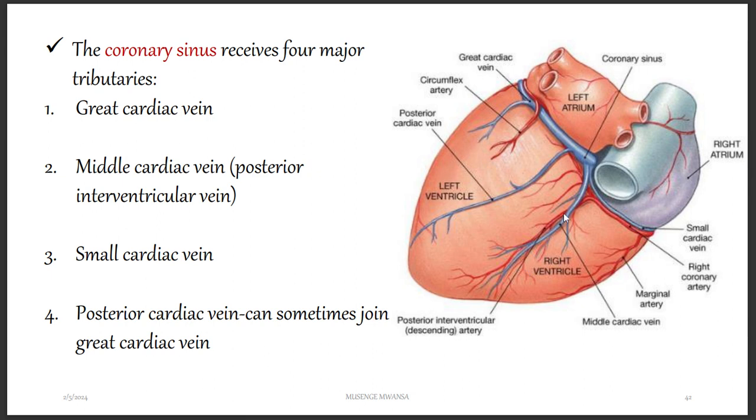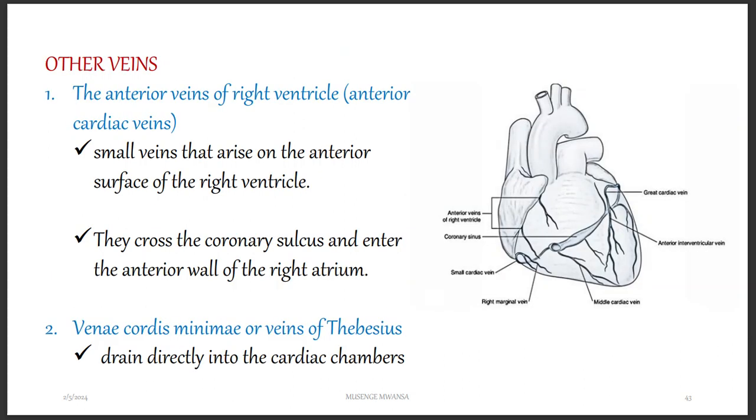Passing through the posterior interventricular sulcus, dividing the left ventricle from the right ventricle posteriorly. So the middle cardiac vein, we can also call it the posterior interventricular vein. You also have the posterior cardiac vein, different from the posterior interventricular vein. And then the small cardiac vein, which comes from the right hand side here. So those are the ones that drain into the coronary sinus.